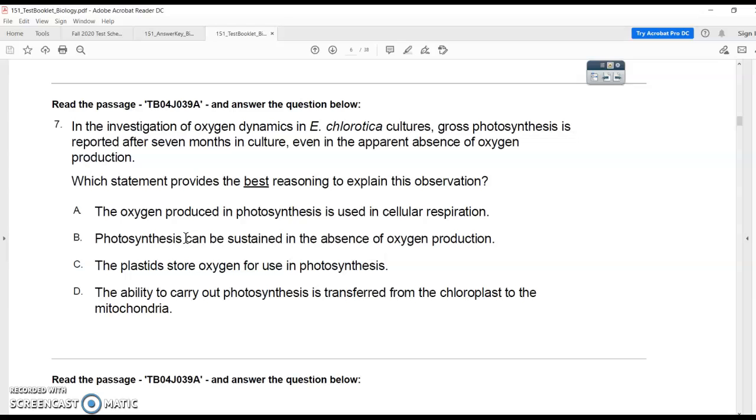Number 7, looking at that data table, you would compare oxygen use and oxygen production. And the correct answer for 7 is A. So remember that relationship between photosynthesis and respiration. Photosynthesis splits water and produces oxygen, and then oxygen is going to be used during respiration to help break down glucose to produce ATP.